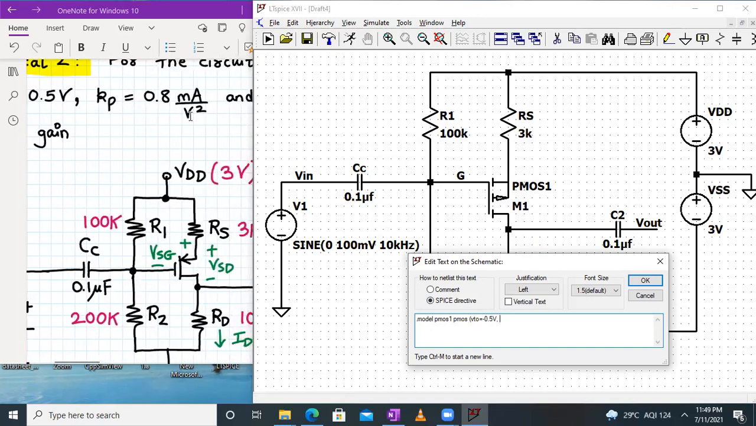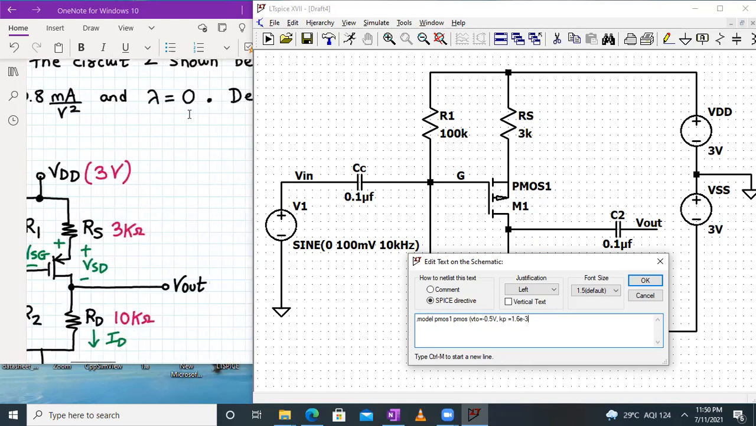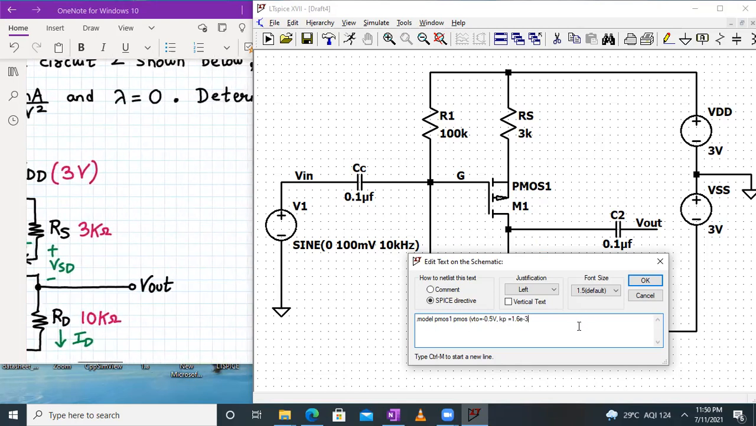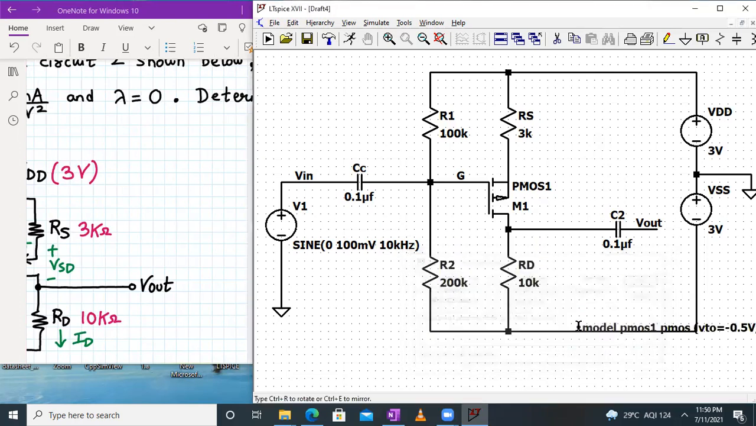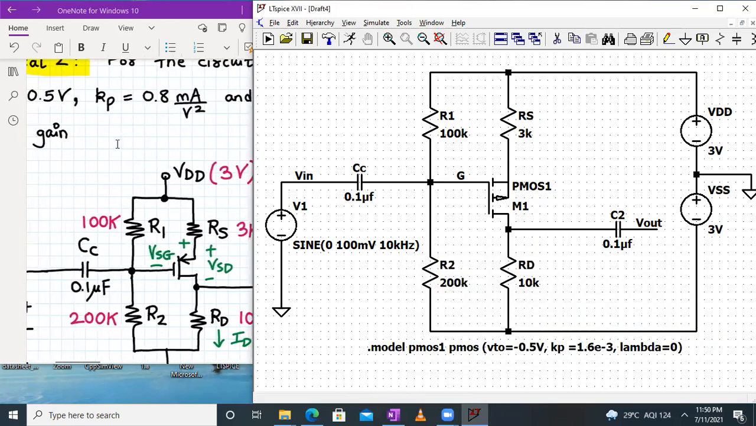And then we have a KP value. This is the KP value. So we have to substitute the KP value as twice of this number, which is 1.6 into 10 raised to minus 3, which we write as 1.6e-3. And also the value of lambda is given as around 0. So we write lambda equal to 0. So this is what the dot model statement will take as parameters.